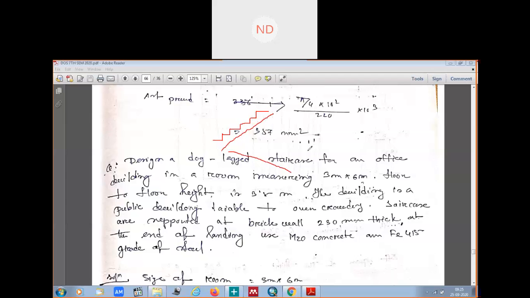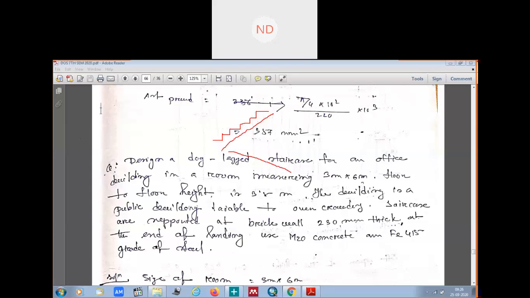So generally for residential buildings, these treads and risers, they are... hello. Okay. So what I was telling, yeah.